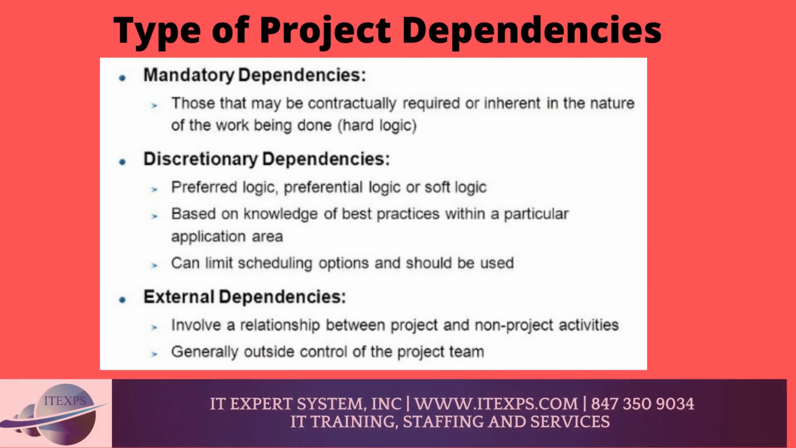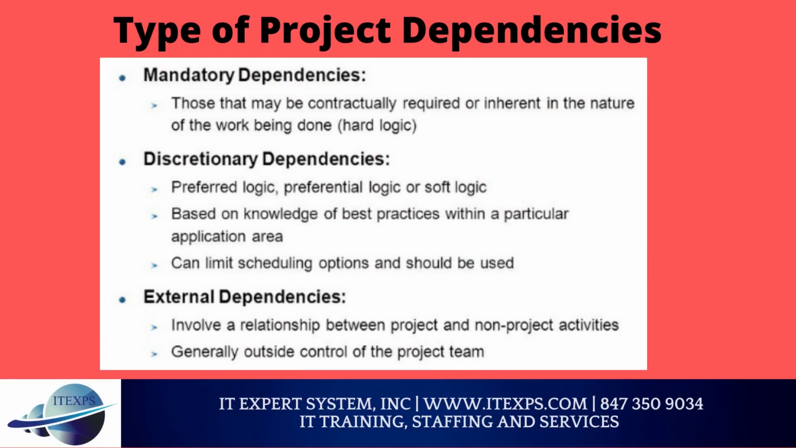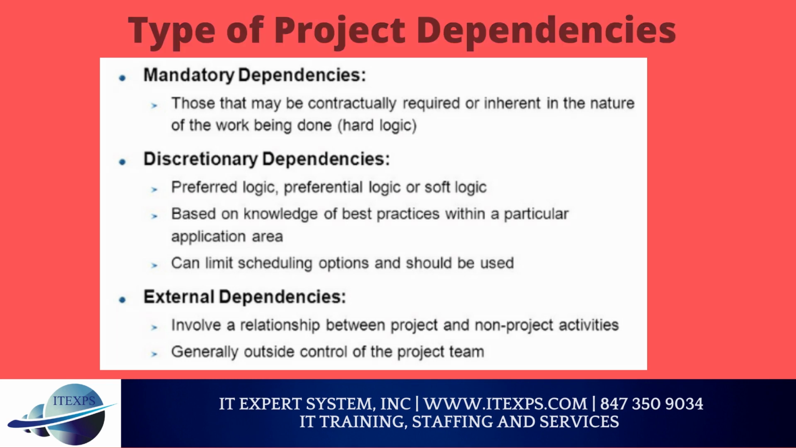There are 3 types of dependencies. 1, mandatory dependency. Example, you cannot build the house structure without completing the house foundation. 2, discretionary dependency. Example, the team decides that before we start the coding work, we should first review the overall application architecture and design diagrams. 3, external dependency. Example, we cannot start the manufacturing work until the supplier delivers the raw material.